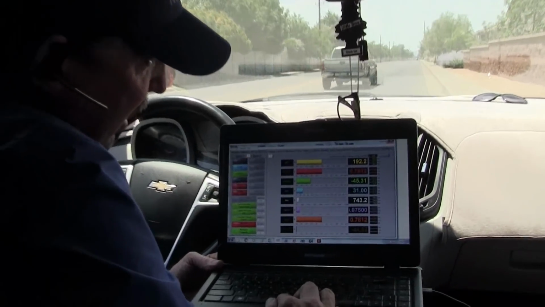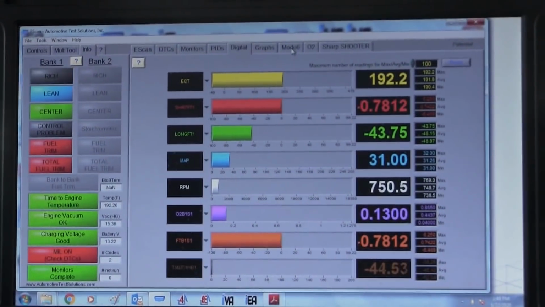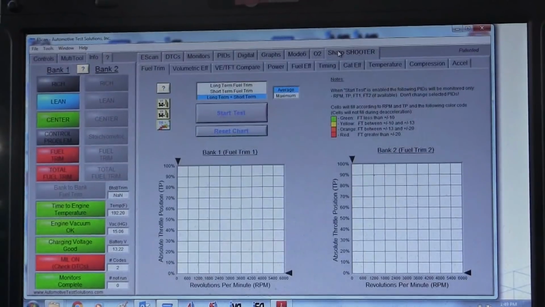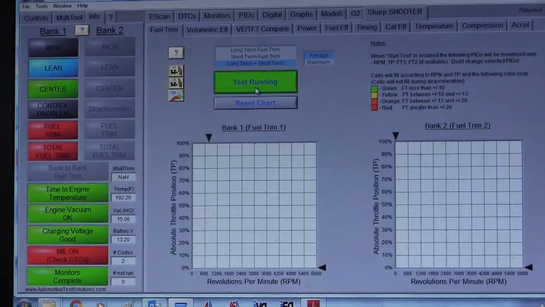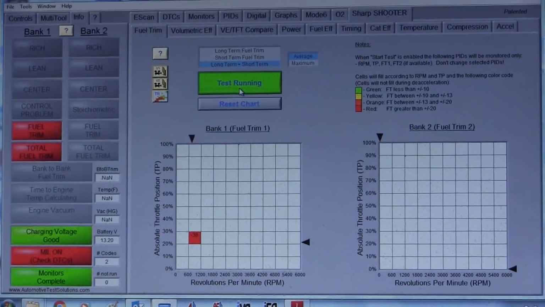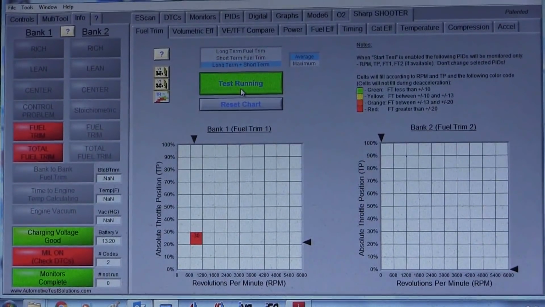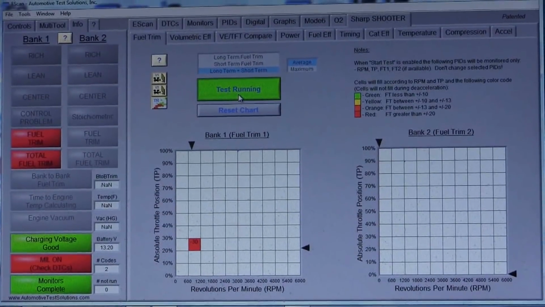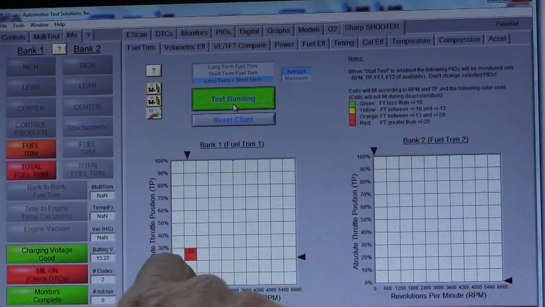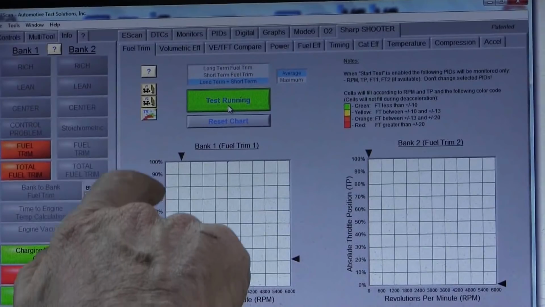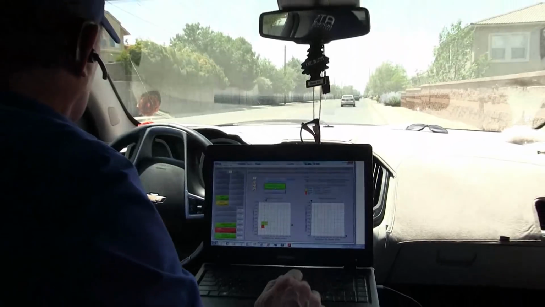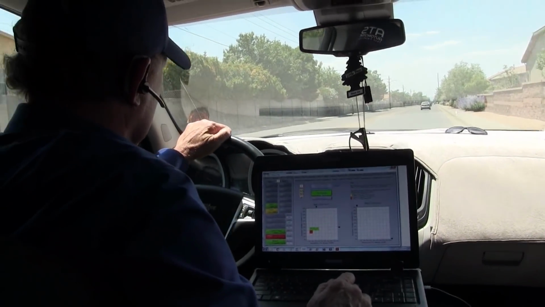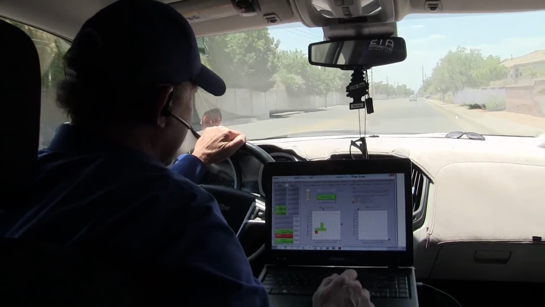So now what we need to do is come over here and go to the sharpshooter. What I want to do is take long plus short, and we want to go ahead and run both of these. So what we're going to do is start this, and what this is going to do is load the trim dynamically, the load against RPM. So let's go ahead and we just slowly pull away, and what you do is you just slowly increase your throttle.